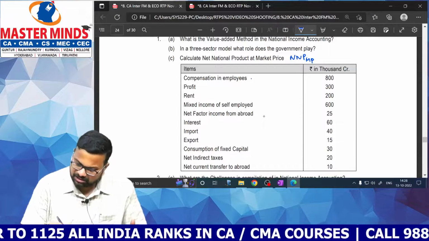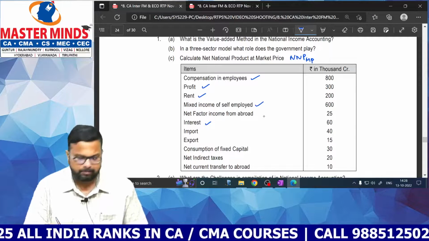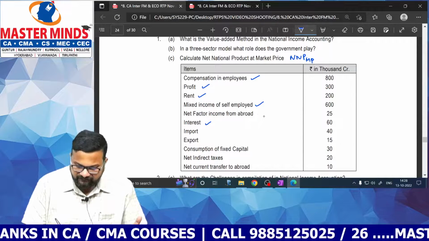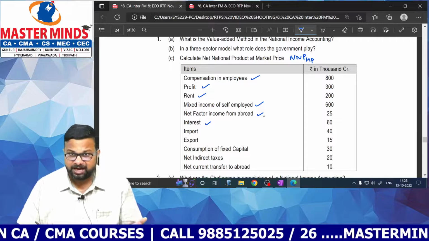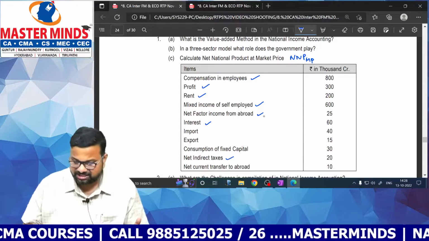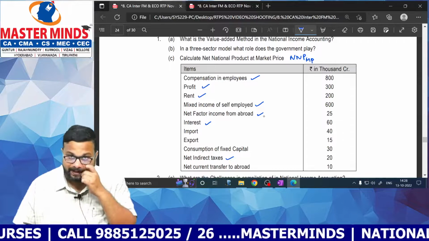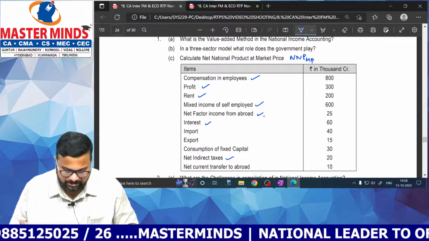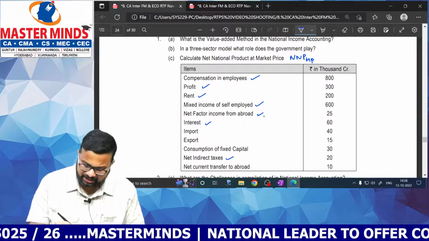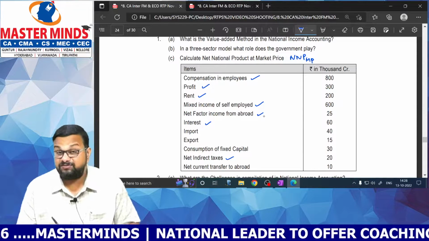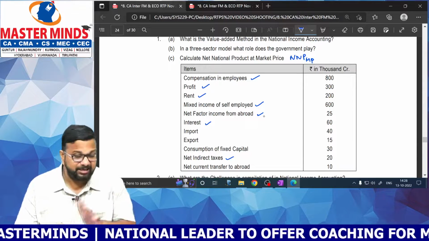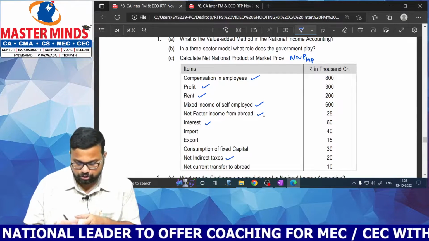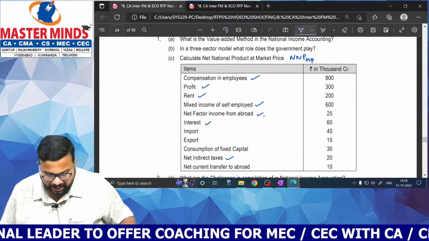The items are compensation of employees, profit, rent, interest, and mixed income of self-employed. With these items, we can calculate NDP at factor cost. If you add NFIA to it, that is net factor income from abroad, you will get NNP at factor cost. To that, if you add net indirect taxes, you will get NNP at market price. So just by using the income method, we can calculate NNP at market price.